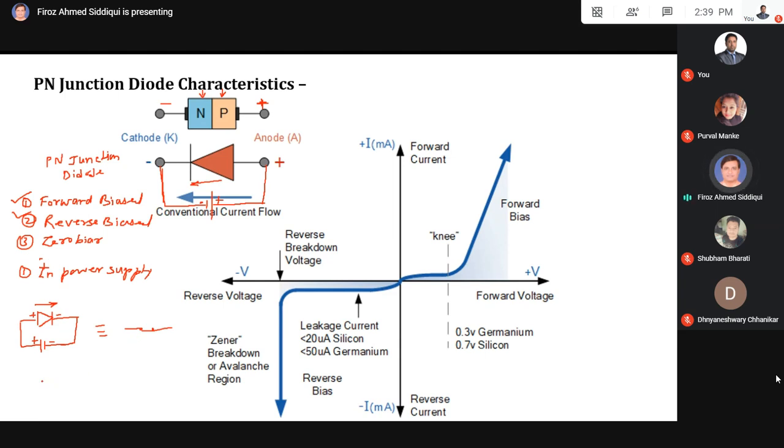Whereas if this same diode is connected in the reverse bias condition, which means the positive terminal of the diode is connected to the negative terminal of the battery, and the positive terminal of the battery is connected to the negative terminal of the diode, then the diode is said to be in reverse bias condition. And in reverse bias condition, this diode will work like an open circuit. See, we are talking about the ideal diode in this case.